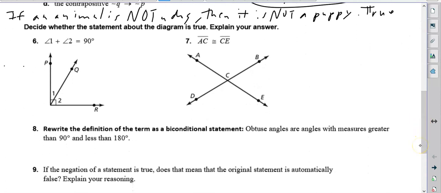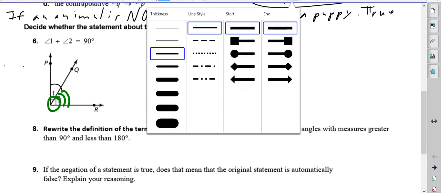All right, moving on. Done with those. Decide whether the statement about the diagram is true. Explain your answer. Angle 1, which is right here, and angle 2, which is right here. I use different arc lengths for different measurements. Add up to 90. True or false? Well, that is true because we have the 90-degree symbol.